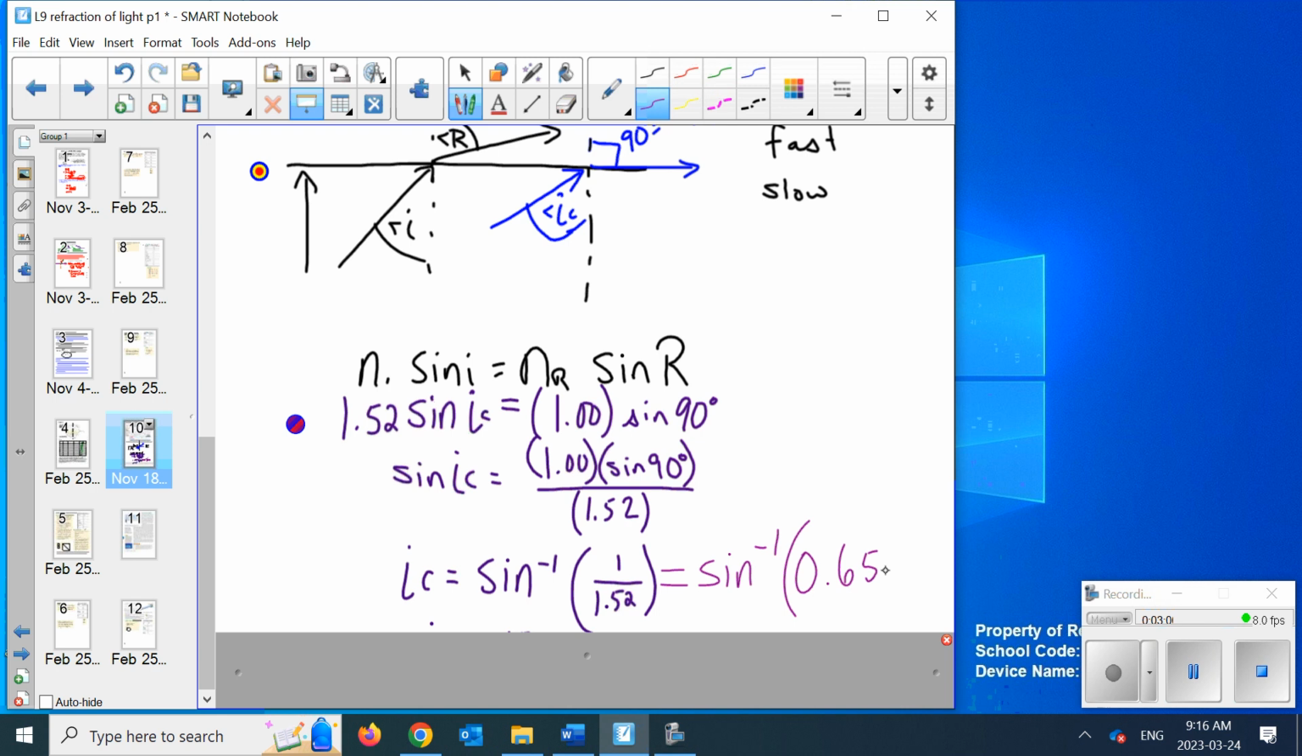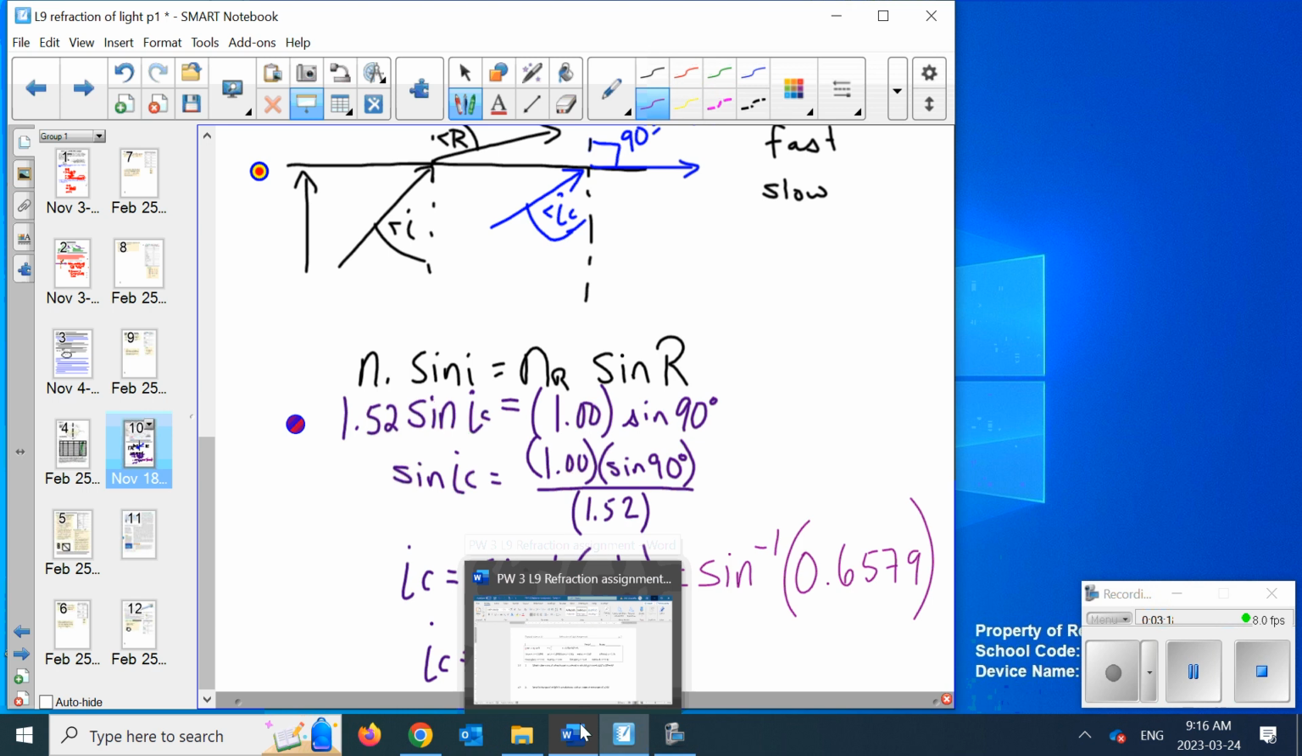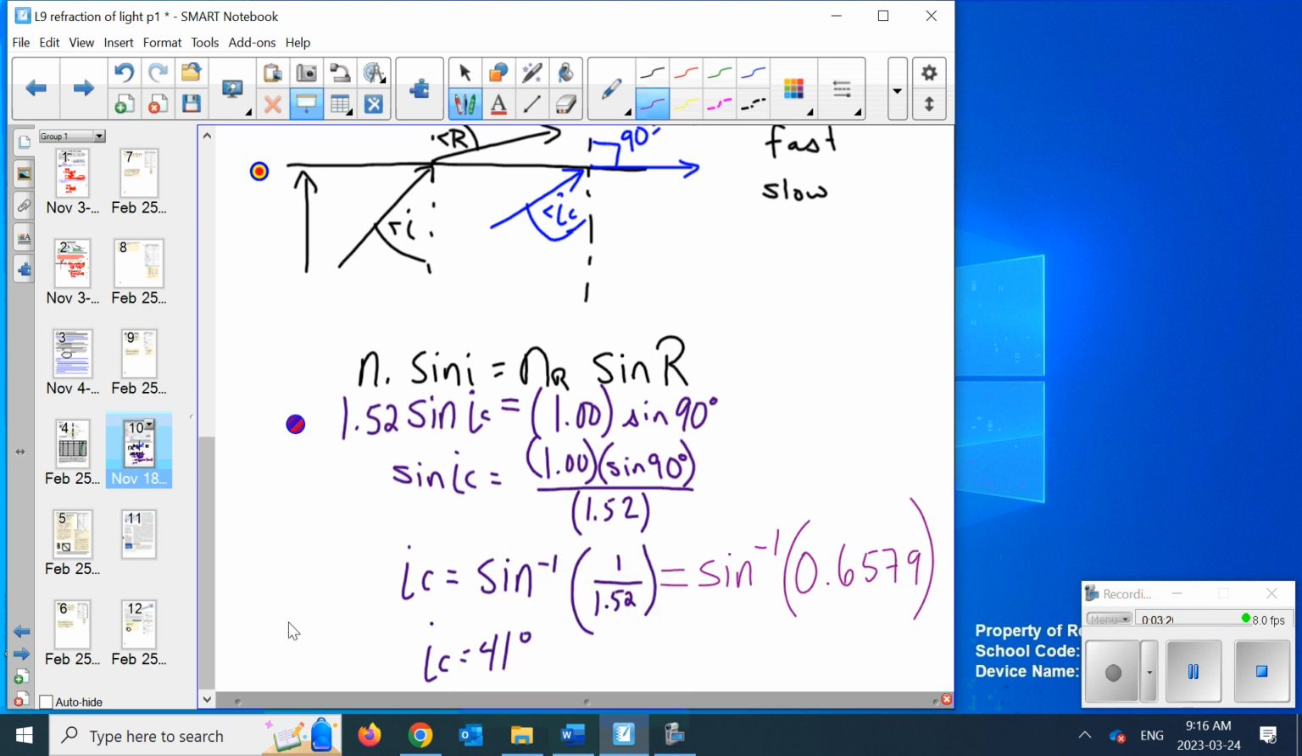Take a couple of decimals in there: 6, 5, 7. I'll keep this 9 as extra, because I really wouldn't round off. I would just do it all in. You can get the decimal first and put it into your calculator, and then you get an angle in degrees: 41 degrees. So it's the same mathematical formulas as before, except that you're using 90 as the refracted angle. That's all it is. So math-wise, it's not a lot.